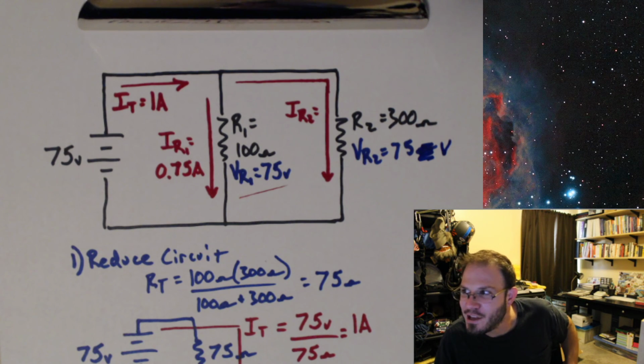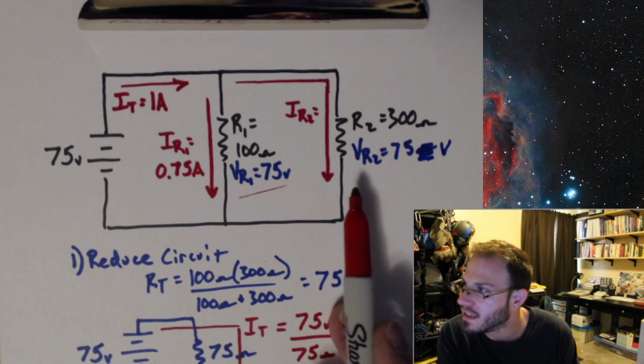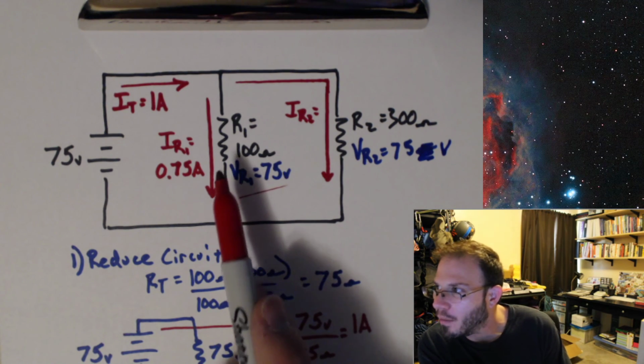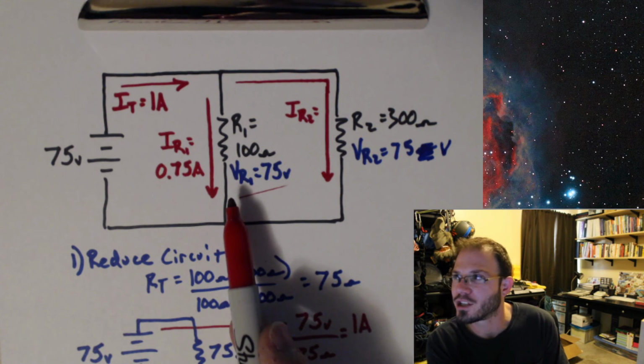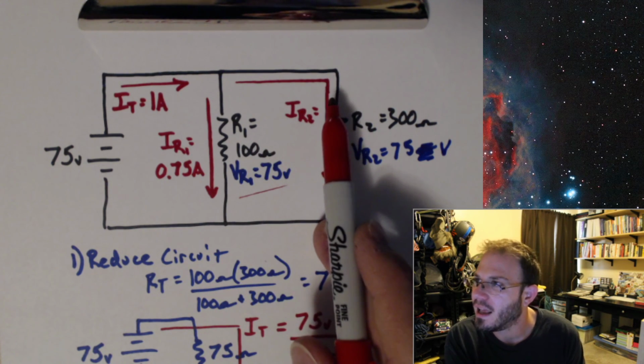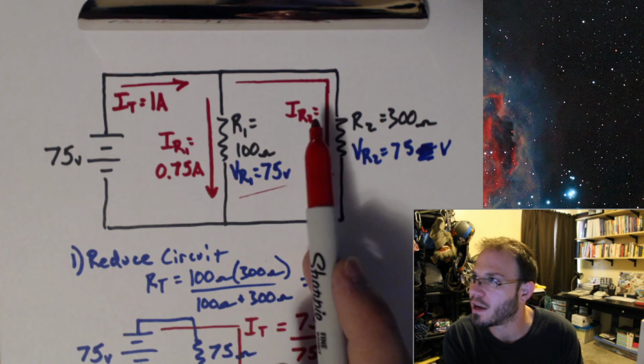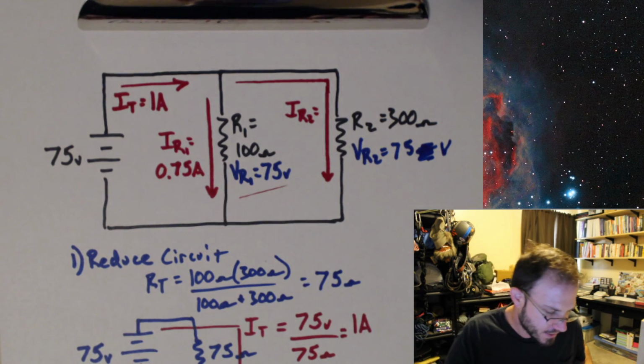Yeah, exactly. I can go ahead and subtract. So I don't need to use Ohm's law in both of these cases. I just needed to know how much current is going in one direction. Once I know the current going in one direction, I can go ahead and use KCL to answer the question of what IR2 is.